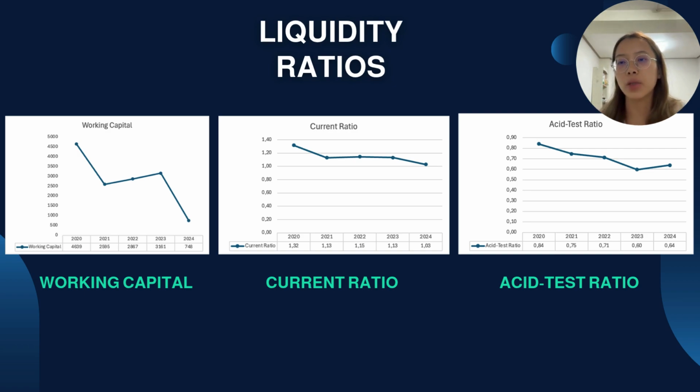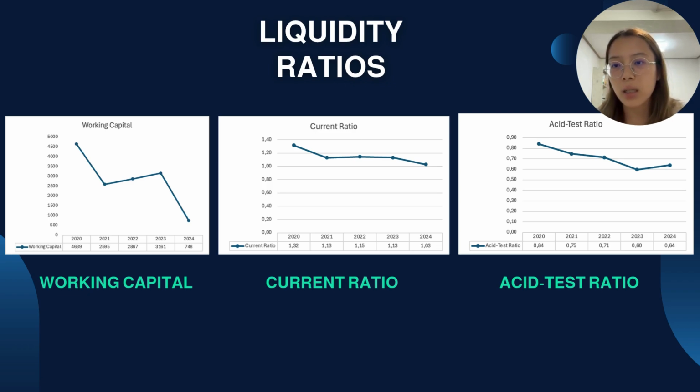Next is acid test ratio or quick ratio. It's similar but excludes inventory. Focusing on more liquid assets, Coca-Cola's acid test ratio has shown a consistent decline from 0.84 in 2020 to a low of 0.60 in 2023, with a slight recovery to 0.64 in 2024.